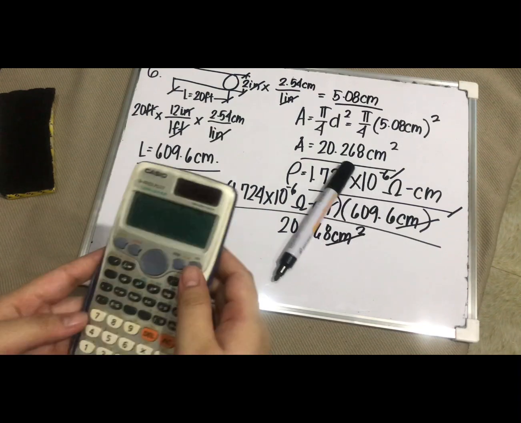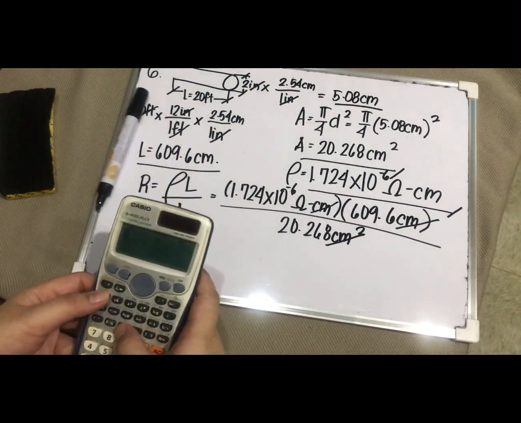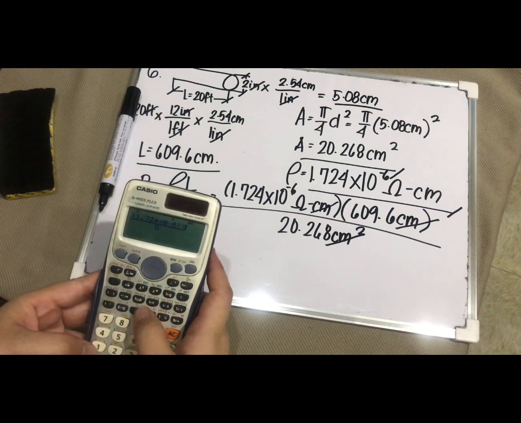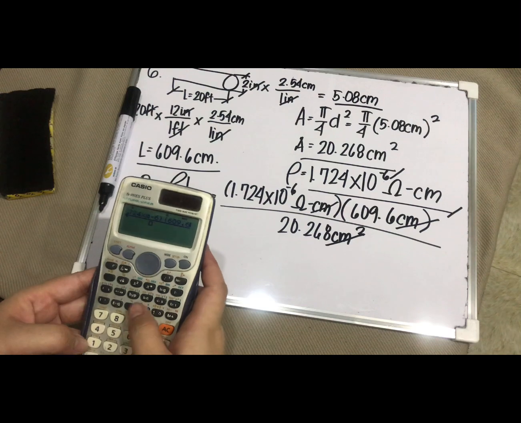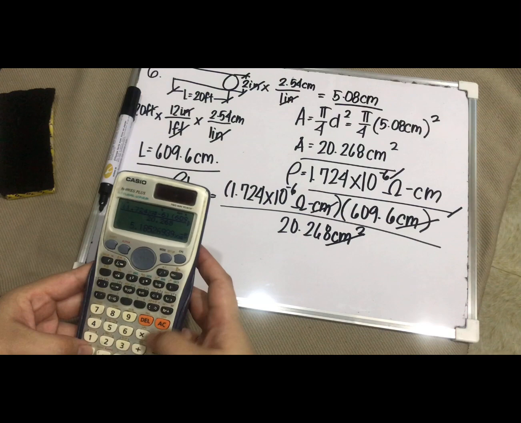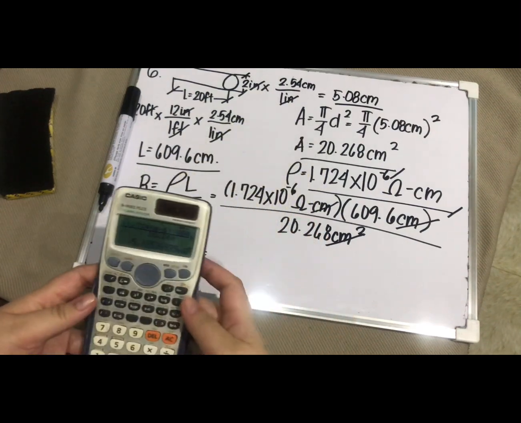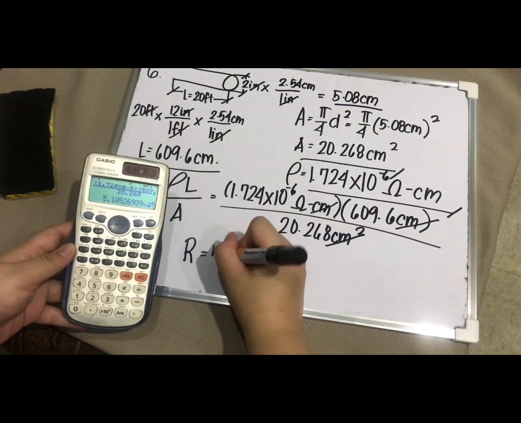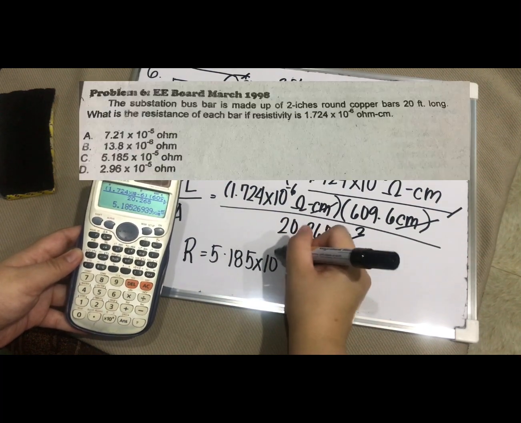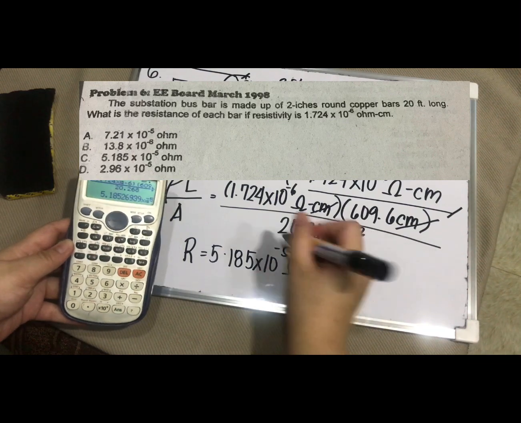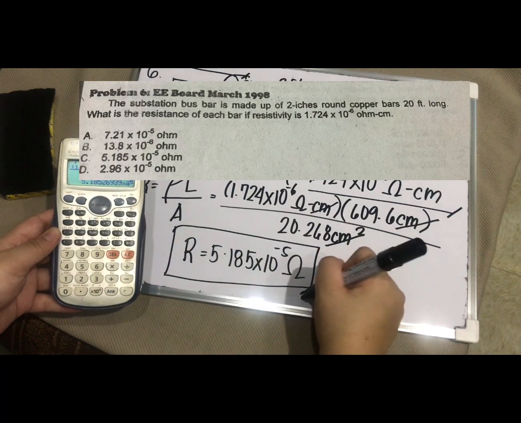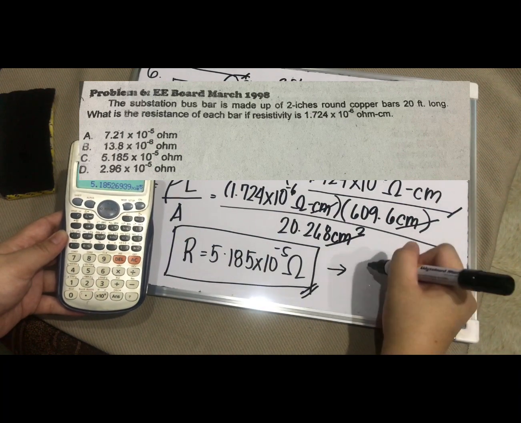So, 1.724 times 10 raised to negative 6 times 609.6 divide by 20.268. Ang magiging sagot ay 5.185 times 10 raised to negative 5 ohm. So, dun sa choices, itong sagot na to ay letter C.